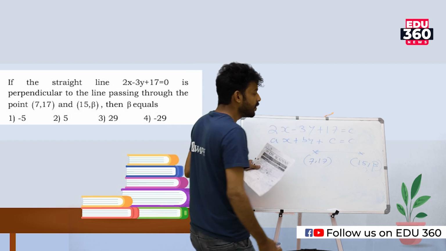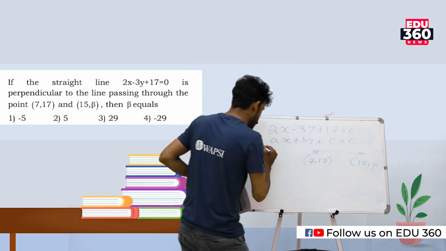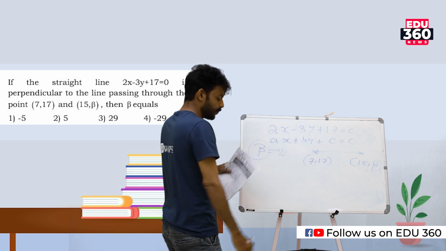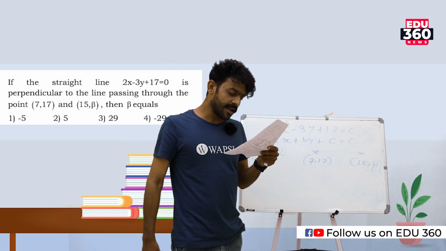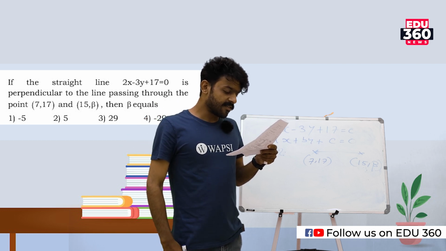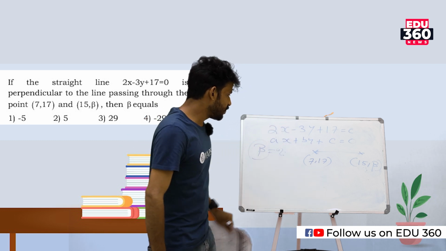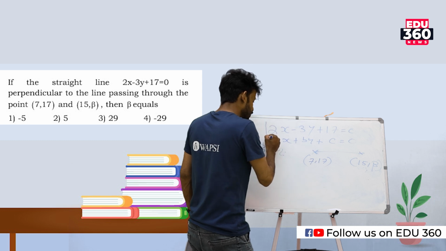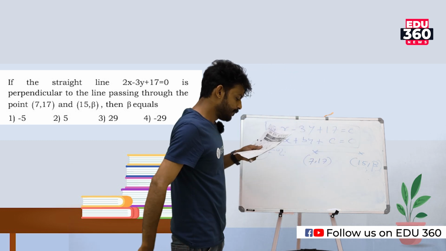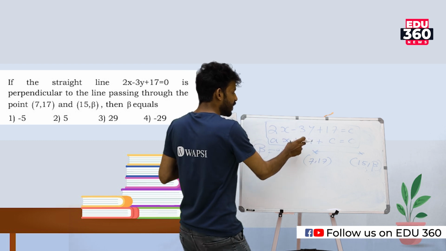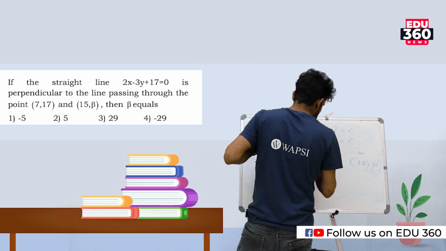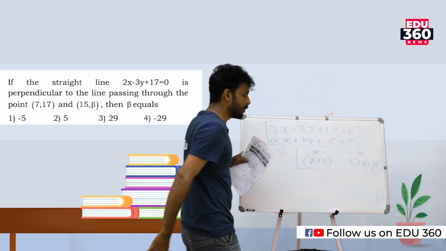Because in the question, they are asking us to find the value of beta. The hint is given that it is perpendicular to the line passing through the points. So first of all, we can find the slope of this line, and in the next step, we can find the slope of the line passing through the two given points.